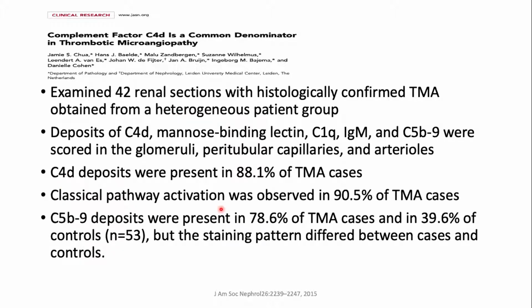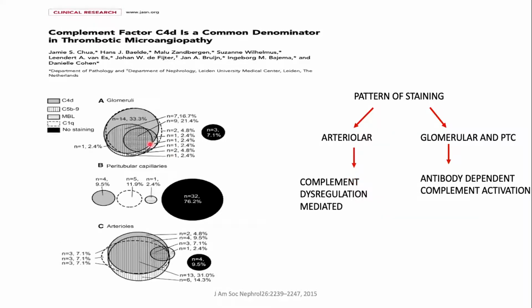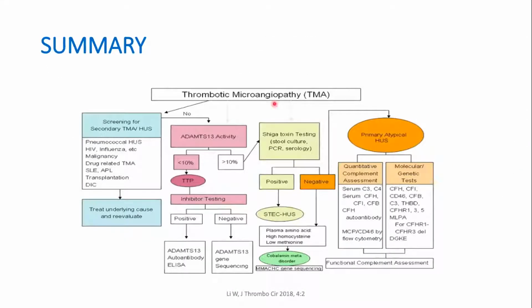They said that the complement pathway was activated in nearly 90.5% of TMA cases, and nearly 88.1% of TMA cases had C4d deposits. The staining occurred predominantly in the glomeruli and the arterioles. So this is the summary of this article. If the pattern of staining is predominantly arteriolar, it is probably a complement-mediated HUS. If the pattern of staining is predominantly glomerular, then it is an antibody-mediated disease.